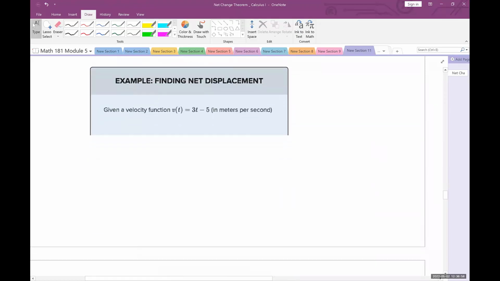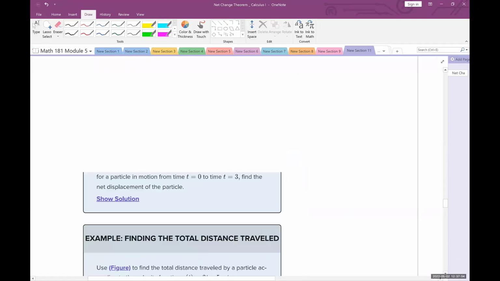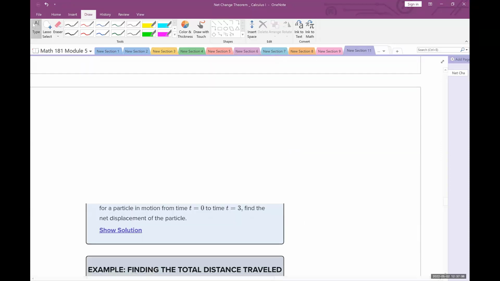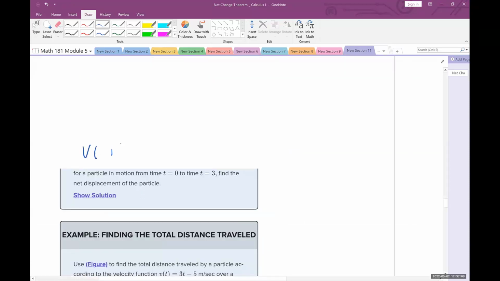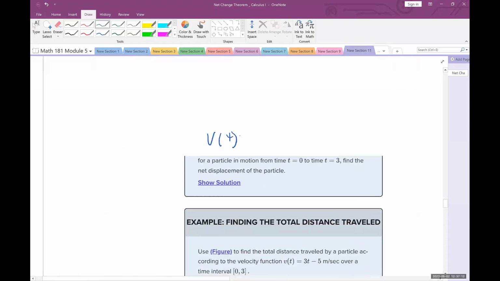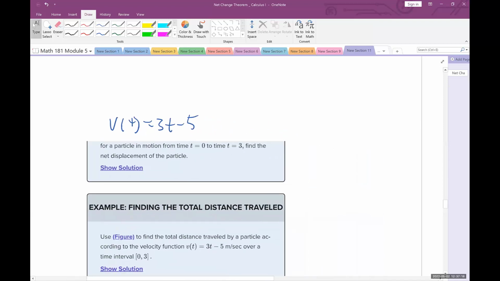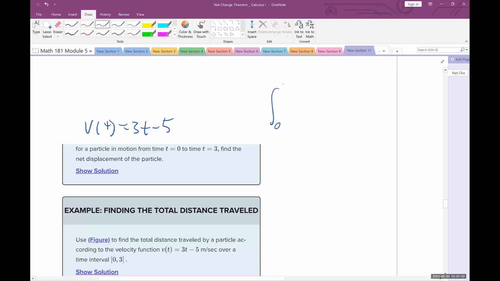Given the velocity function v of t equals 3t minus 5 in meters per second. For a particle in motion from t equals 0 to t equals 3, find the net displacement of the particle. So net displacement is simply going to be the integral from 0 to 3 of 3t minus 5 dt.